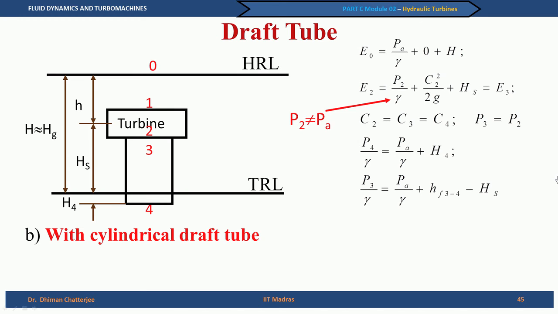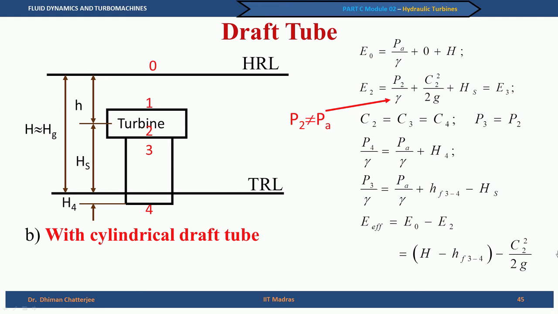Hf34 is the frictional head drop inside this cylindrical draft tube. It is akin to the pipe friction loss minus Hs, and then we can say that the effective head is now E0 minus E2, which is nothing but E1 minus E2, because there is no loss. We have taken H is almost equal to Hg, which means under this assumption E0 equals E1. So, the energy that is available across the turbo machine from the fluid is E1 minus E2 or E0 minus E2, and we get H minus Hf34 minus C2 square by 2g.